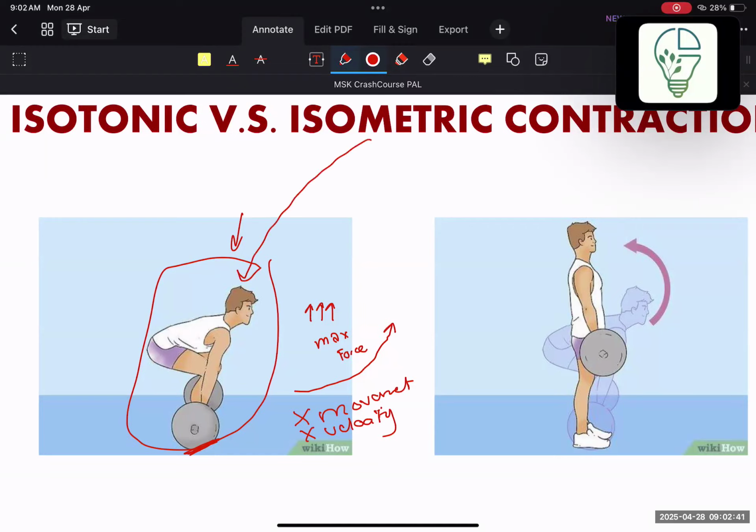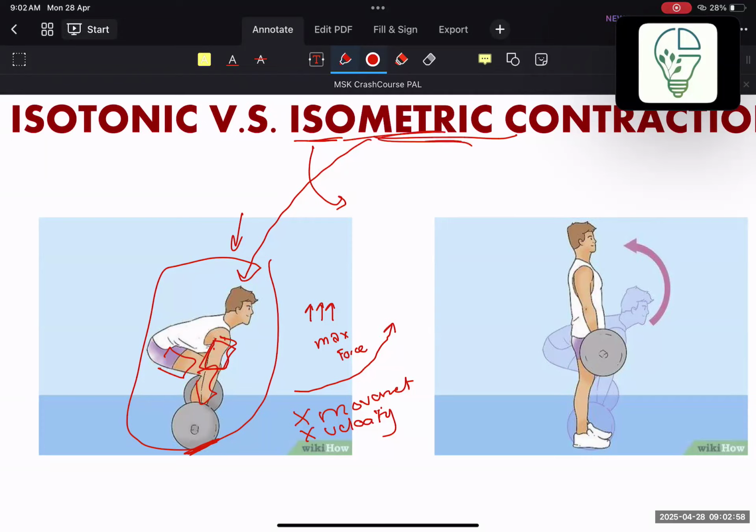In isometric, the word iso just means same. Metric means length, okay? What length are we talking about? We're talking about your muscle length. You're not performing any movement over here. So your muscles are not shortening, okay? But at the same time, your muscles are still contracting.